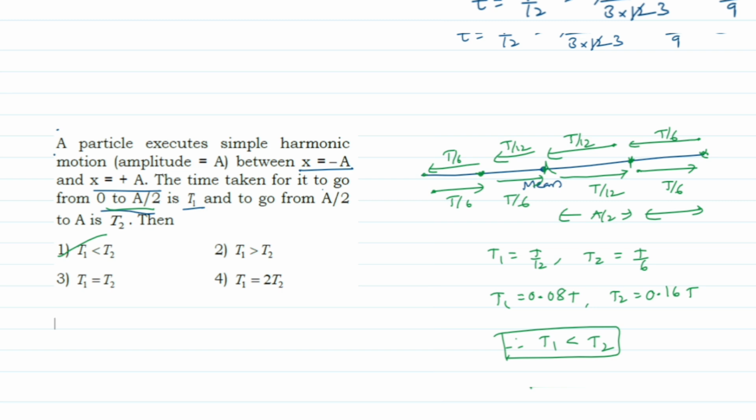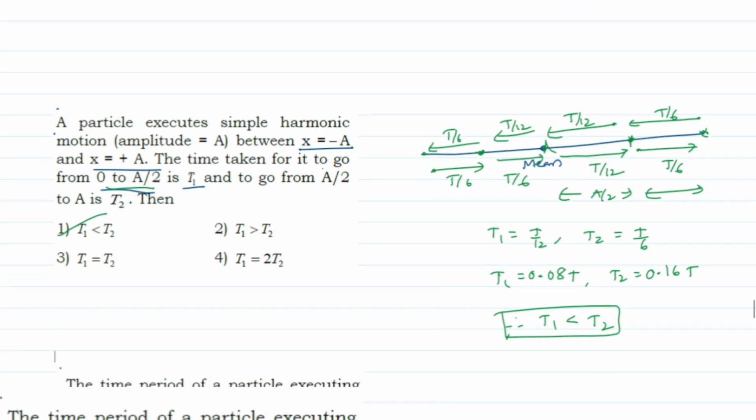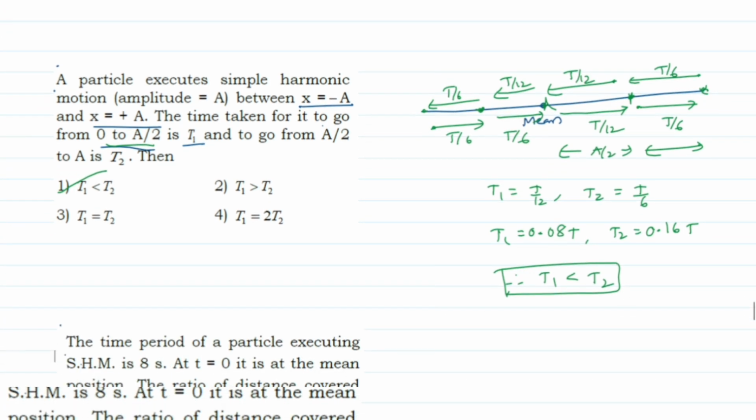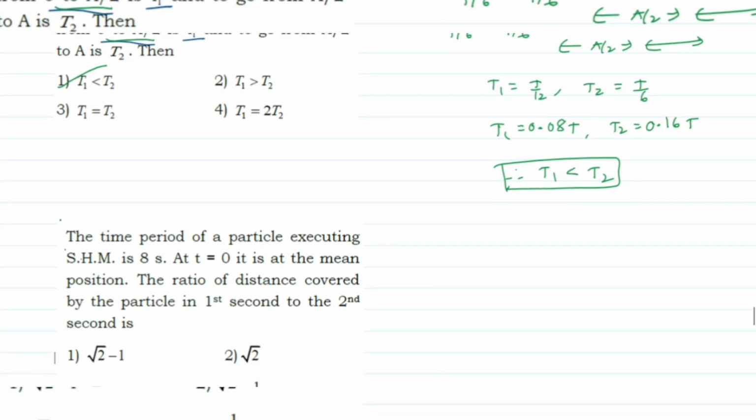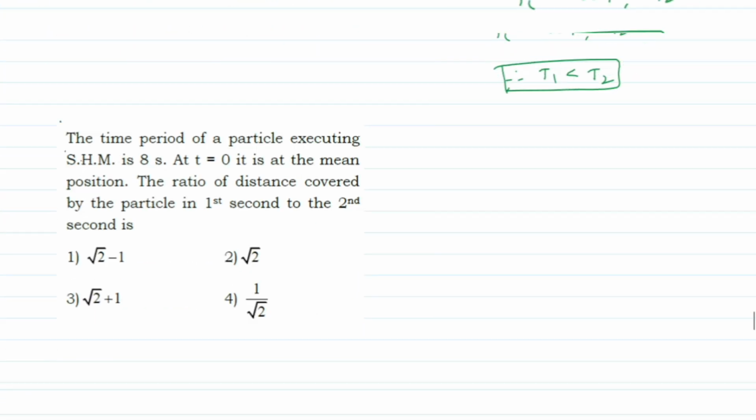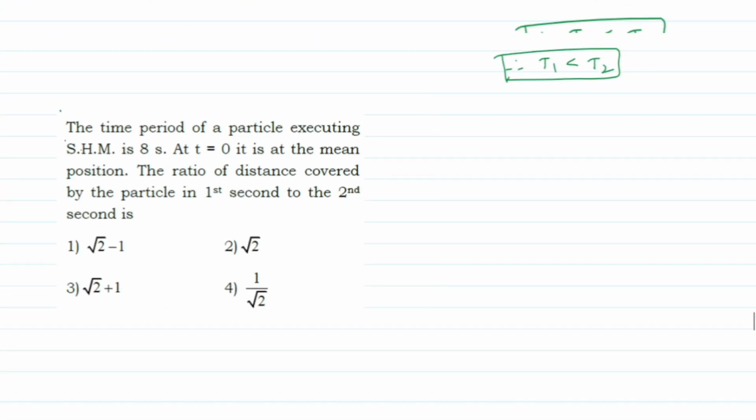Let us see the next question. The next question says: the time period of the particle executing SHM is 8 seconds. At time t equal to 0, it is at the mean position. They are asking for the ratio of the distance covered by the particle in the first second to that in the second second. The particle initially starts at the mean position.